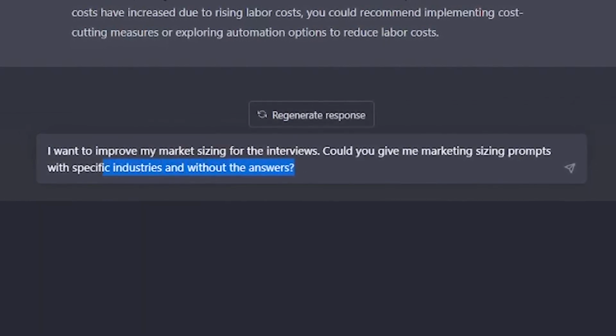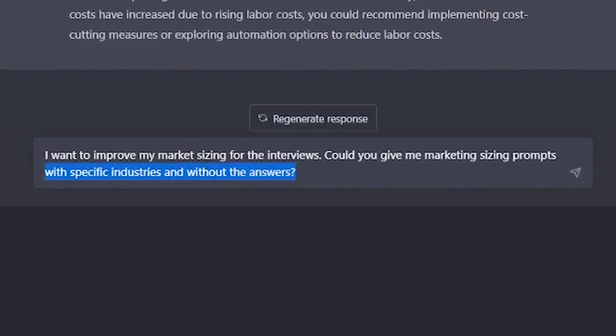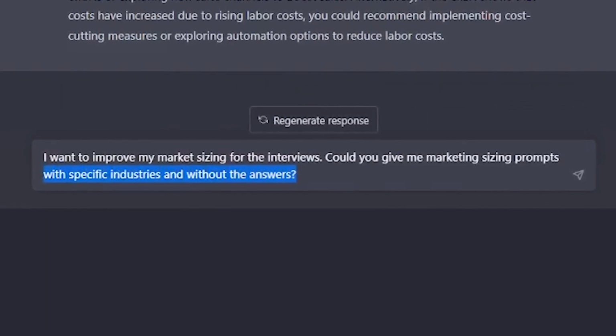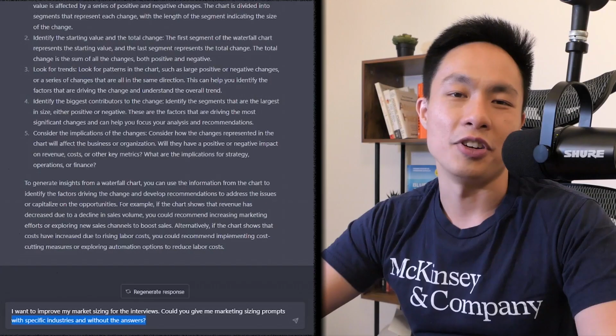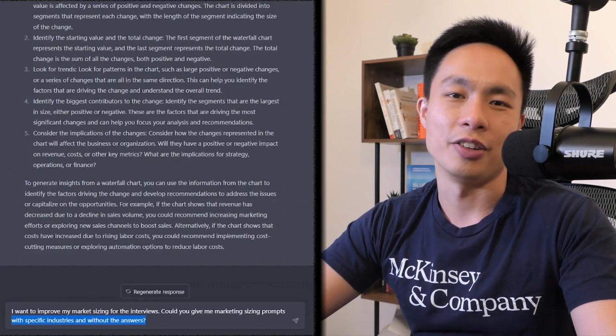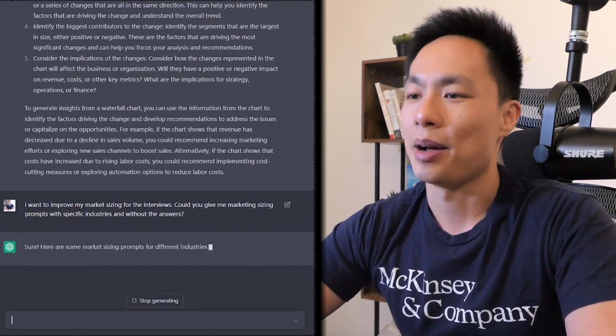The second part is very important because you want it to give very specific industries, because if it doesn't, it'll let you pick the industry. And if you don't include without the answers, sometimes it will also give you the answers. So you want to make sure that you include the phrase without the answers. And let's say that I ask it. Let's see what happens here.